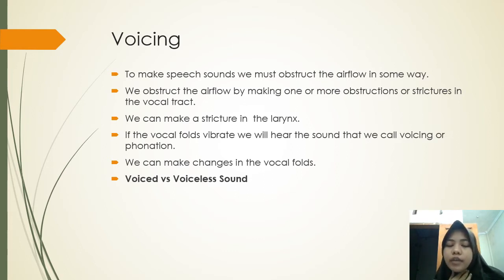While the voiceless sound, they don't make the vocal folds vibrate. Okay. And then what sound belongs to voice and voiceless sound? We are going to discuss it in the next meeting for the detail. Okay, so here you know that we have the term voice and voiceless sound.